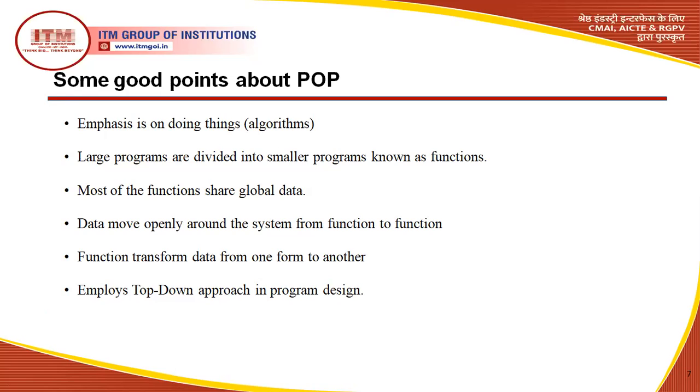Now the next one, functions transform data from one form to another also. And it's a very important point, which is that it implies a top to down approach in programming design. So this is a very important point that we discuss with object oriented programming. The one basic difference between POP and OOP is that POP follows the top to down approach, and OOP follows the bottom to up approach.